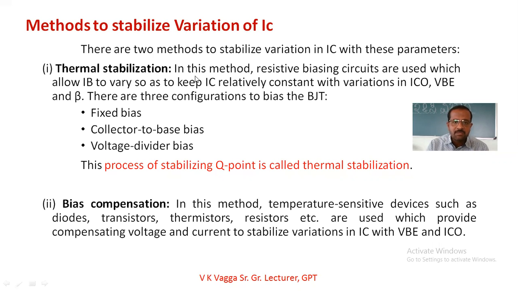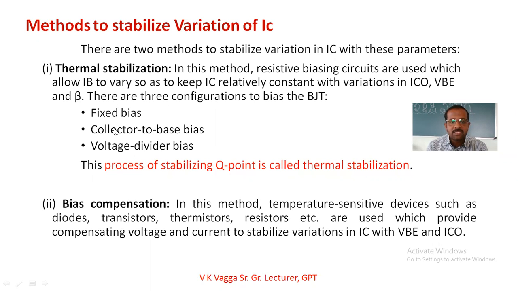In thermal stabilization, resistive biasing circuits are used, which allow IB to vary so as to keep IC relatively constant with the variations of ICO, VBE and beta. So you are using three configurations.